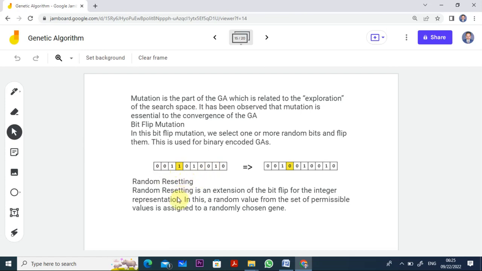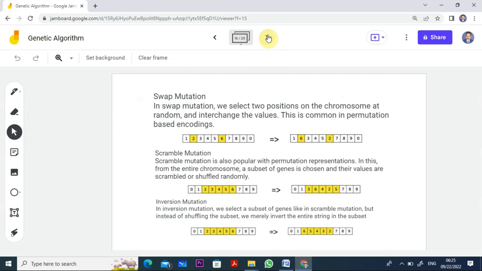Then the random resetting. In the random resetting, this is an extension of the bit flip for the integer representations. In this, a random value from the set of permissible values is assigned to randomly chosen genes. So I select here, here, and here, and those values are only flipped, or we go for the change. So these are about the different mutations.